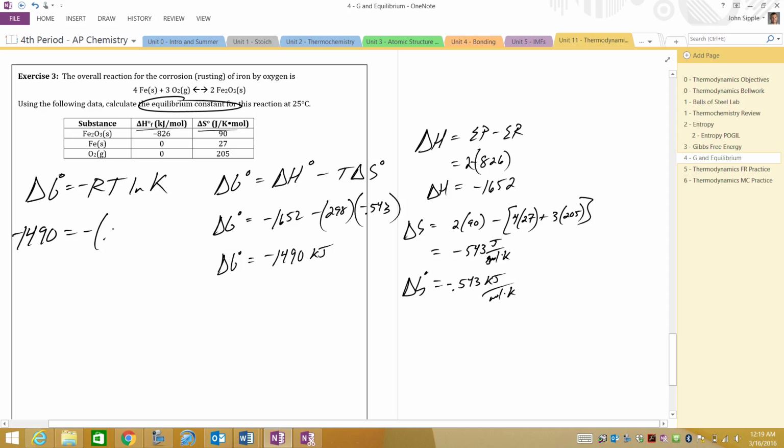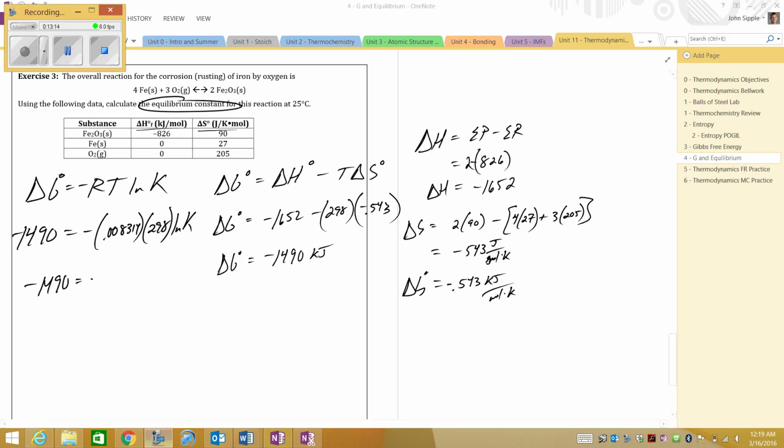So negative 0.008314 times 298 times the natural log of K. So let's solve for K. So negative 1490 is equal to, okay, so that ultimately turns out to be negative 2.478 times the natural log of K. So the natural log of K is going to be equal to 601.